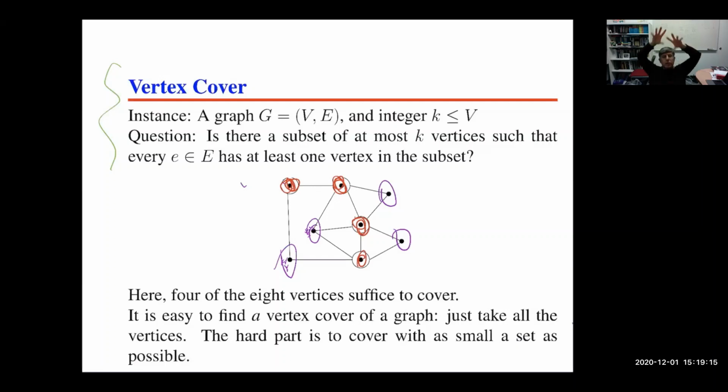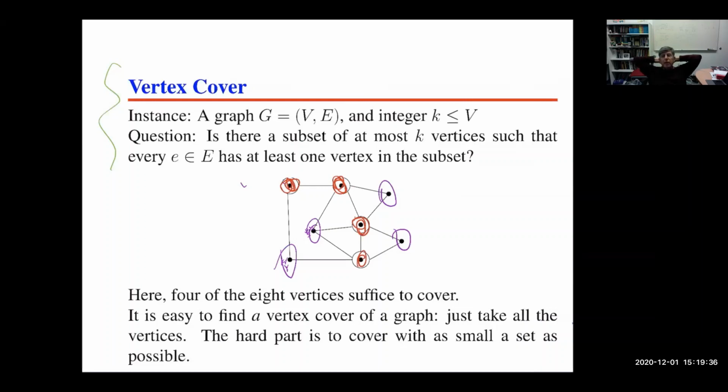A vertex cover has to be vertices that cover all the edges. If I have an independent set, they can't have any edge between them. If I delete them, all the edges are still going to be there. The rest of the vertices will be the cover. So this gives us a translation.